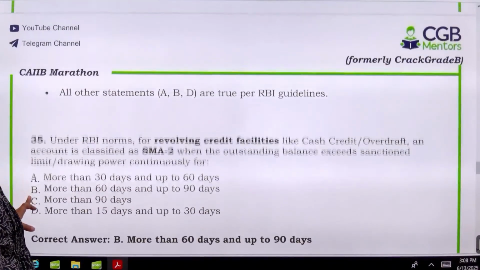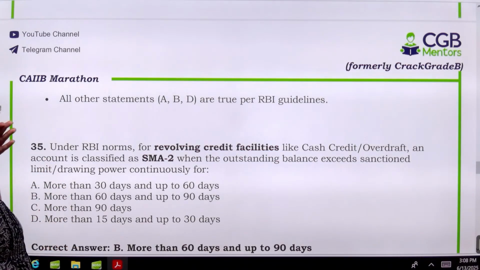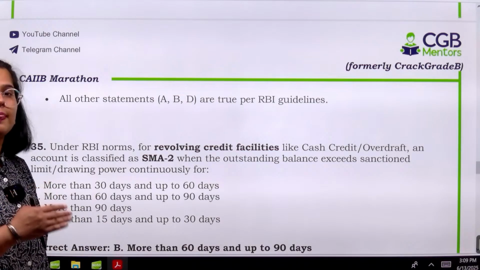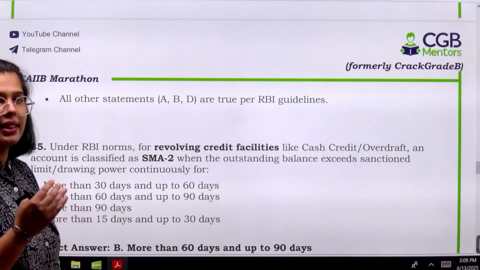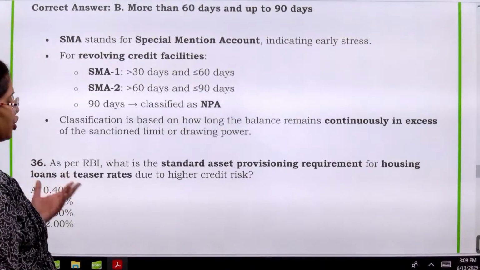Next is, as per RBI norm for revolving credit facilities like cash credit, an account is classified as SMA2 when the outstanding balance exceeds the sanction limit continuously for more than 60 days but up to 90 days. Up to 30 days SMA0, then up to 60 days SMA1 and after that up to 90 days it is going to be SMA2. Special mention account.